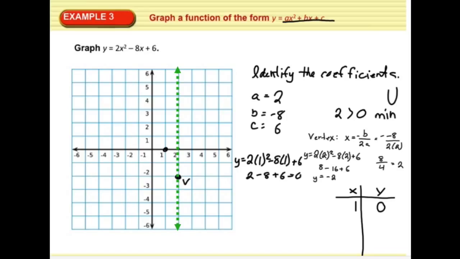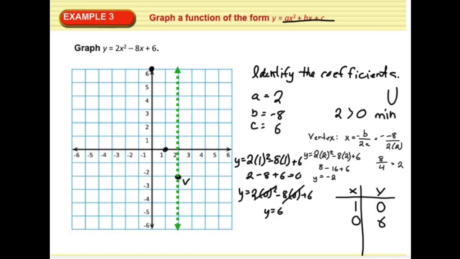What about when x is 0? y equals 2 times 0 squared minus 8 times 0 plus 6. When x equals 0, 0 squared is just 0, 0 times 2 is 0. Negative 8 times 0 is 0, y equals 6. So when x is 0, y is 6.